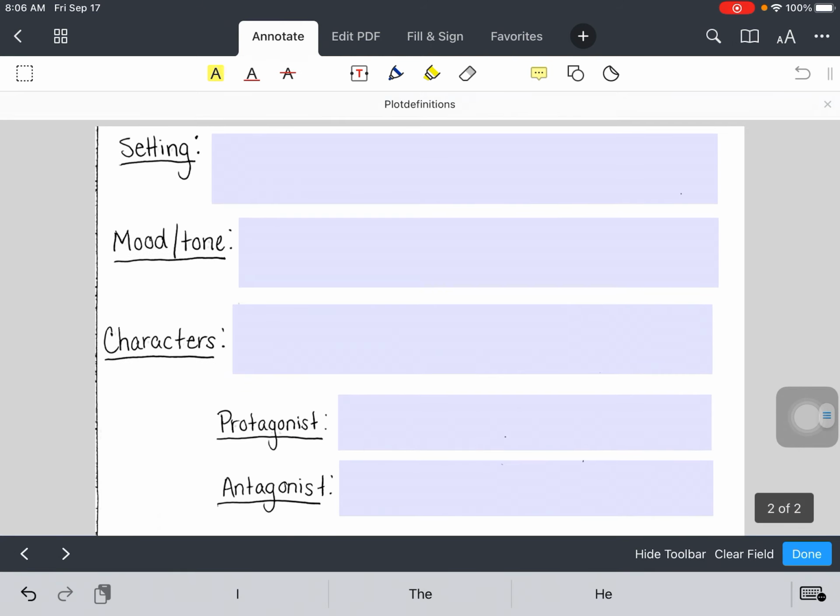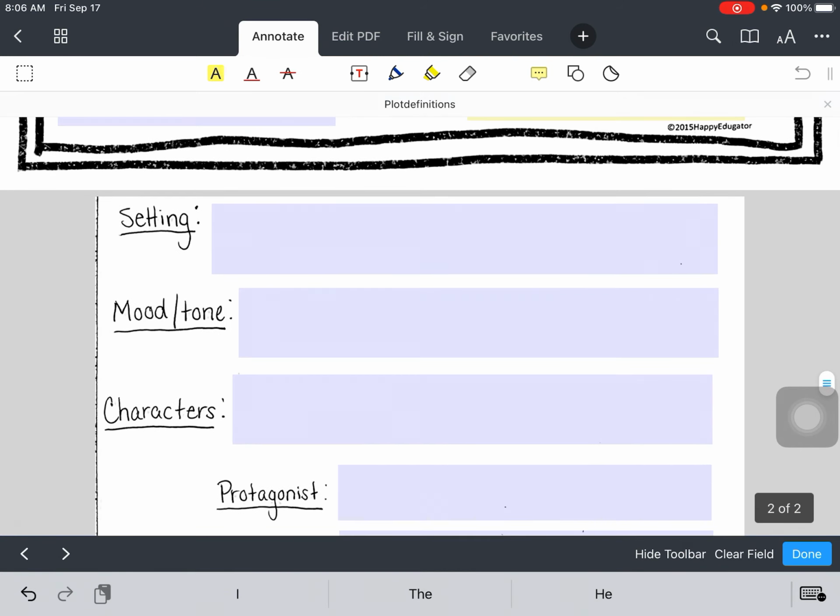Now, going down to the second page, we do have some other things that we need to fill in. So the setting of the story is where the story takes place. It can be the location, time of day, time of year, or even the time period. So if your story takes place in the future or if it takes place in the past, that is all part of the setting.